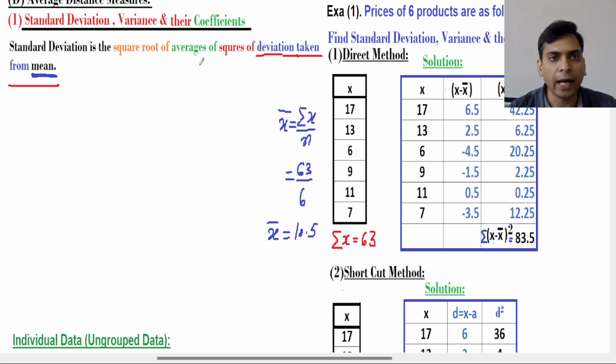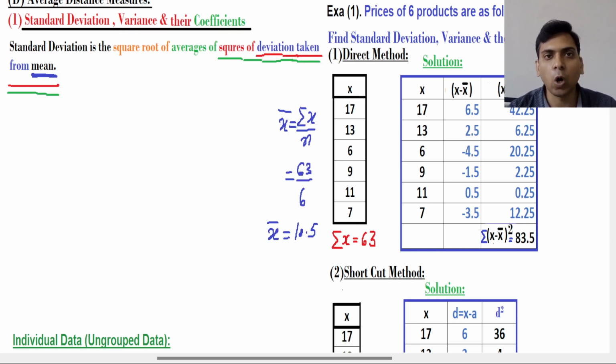Now we will focus on the next word: squares. Squares of deviations which are taken from the mean. These are deviations taken from the mean, and the squares of these deviations are these squares. So we will get the squares of all the values. First, 6.5 squared is 42.25, 2.5 squared is 6.25, and so on.